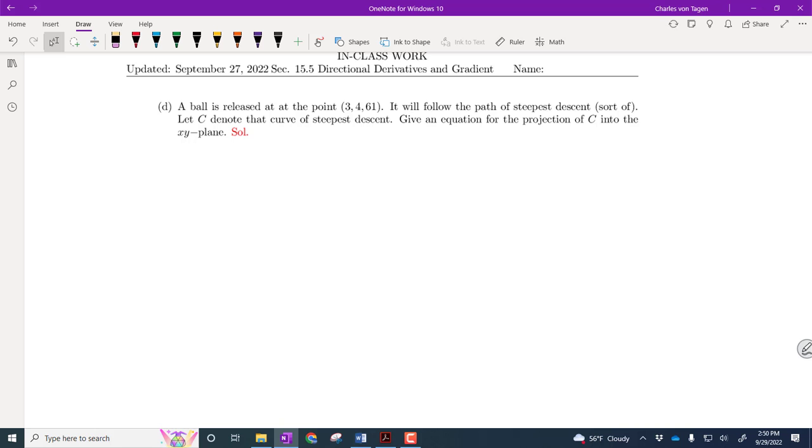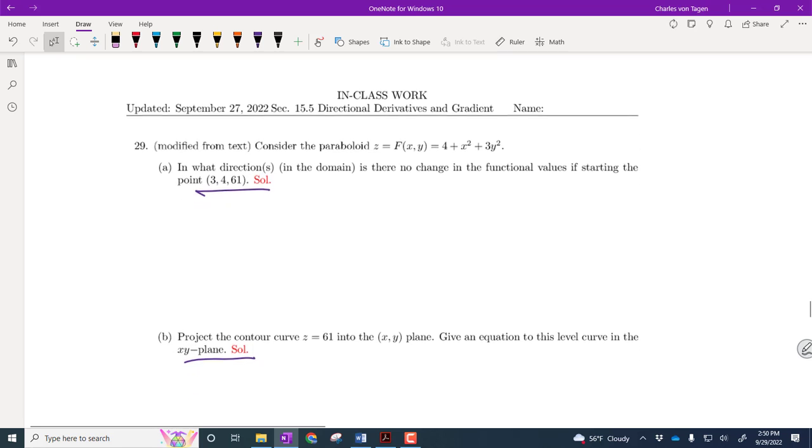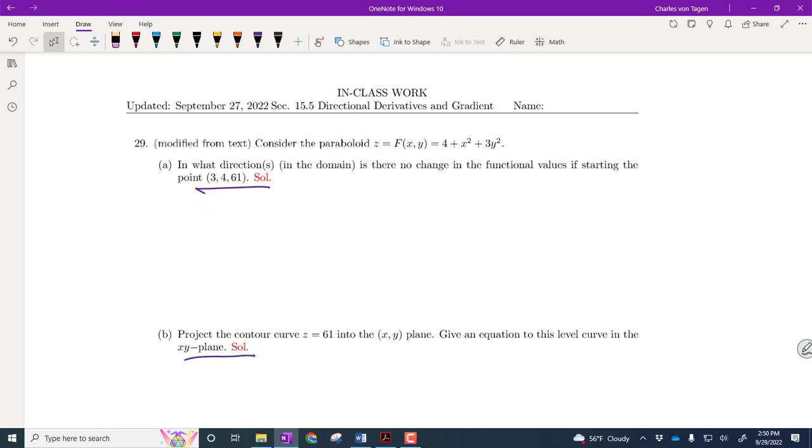So this function, let's go look at it again. What does the graph of this function look like, folks? I expect you to be able to identify that now. Elliptic paraboloid, right? It looks like z equals 4 plus x squared plus 3y squared. So if I look at the y equals 0 trace, that's a parabola. If I look at the x equals 0 trace, that's a parabola.